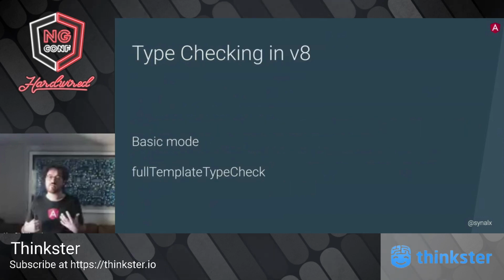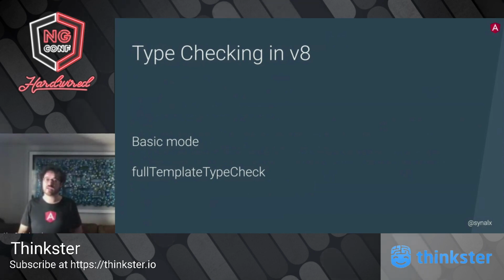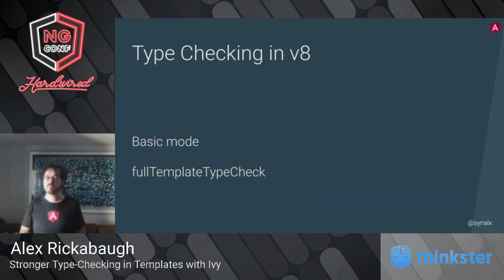So to start off, I think it's useful to talk about the two modes of type checking available in Angular 8 and how they're different. So the first is the basic mode of checking that every application gets, even if it doesn't set any flags. And then there's the fullTemplateTypeCheck mode, which enables stricter checking that's been the default for some time in the CLI.